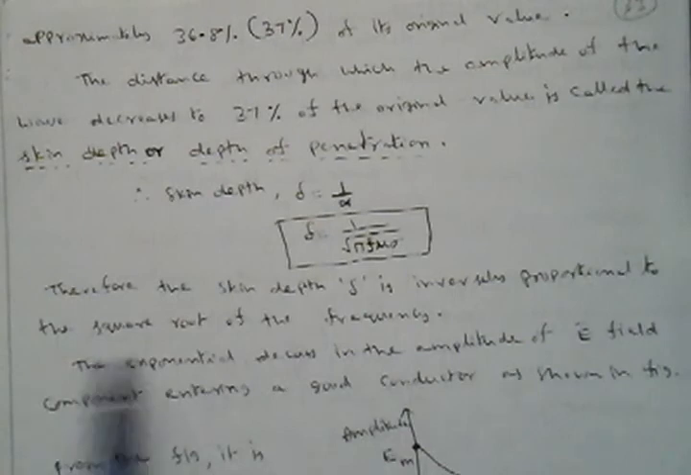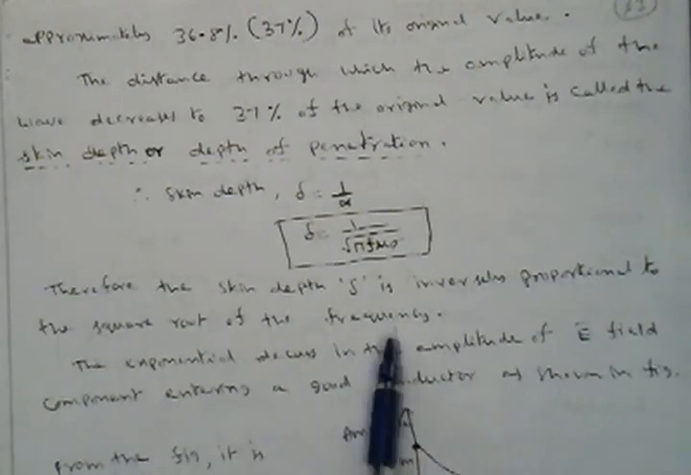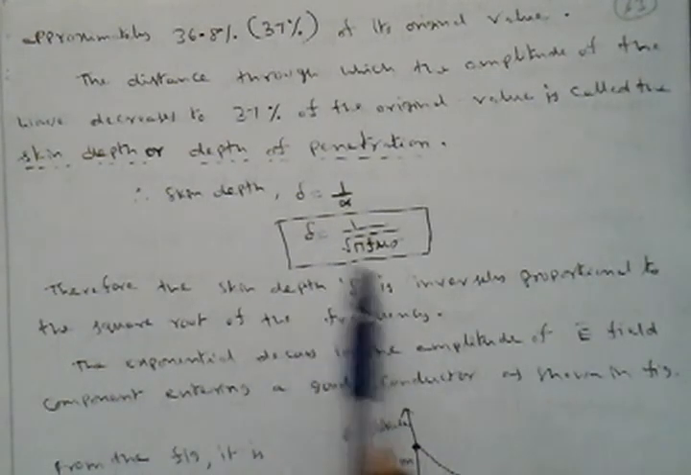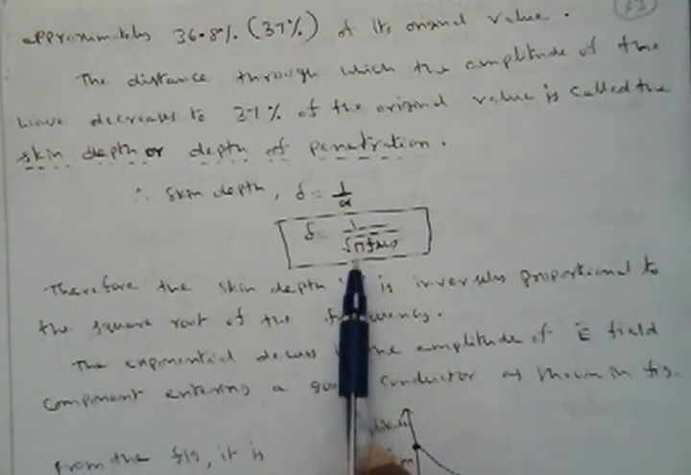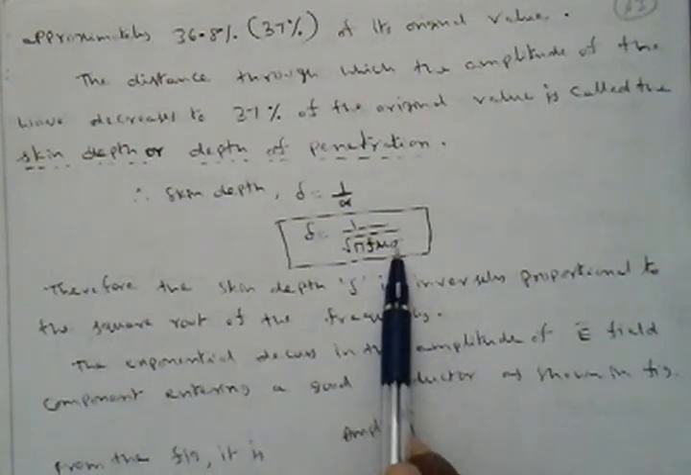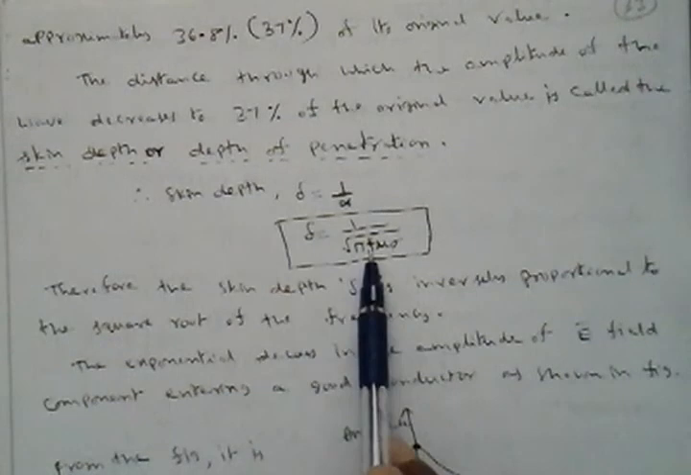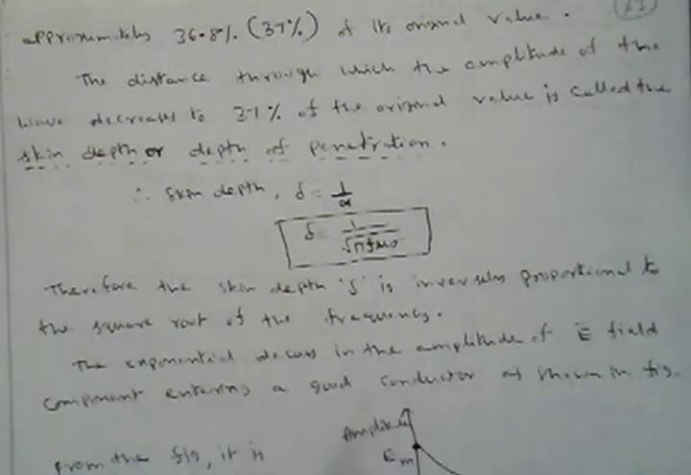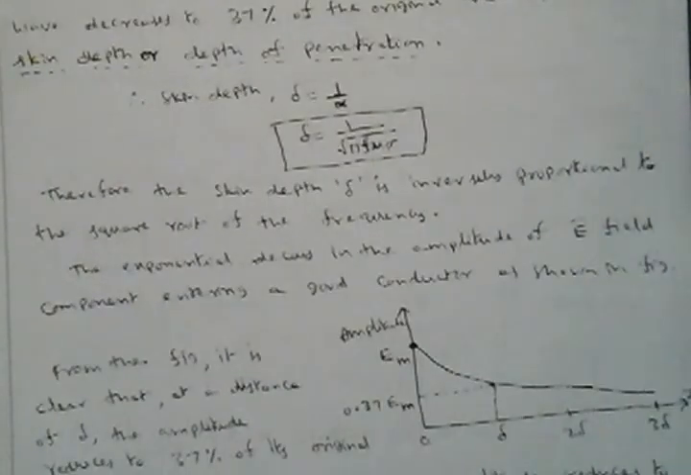Therefore, skin depth delta is inversely proportional to the square root of the frequency, because pi is constant, mu is constant, and sigma is also constant. So skin depth is inversely proportional to the square root of frequency. Now the graph for this skin depth.